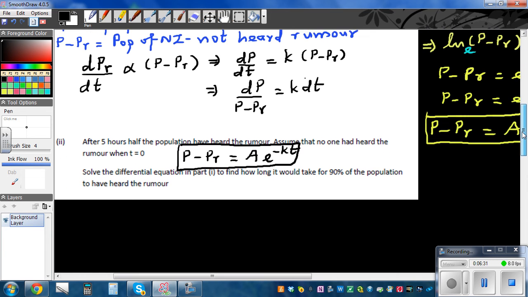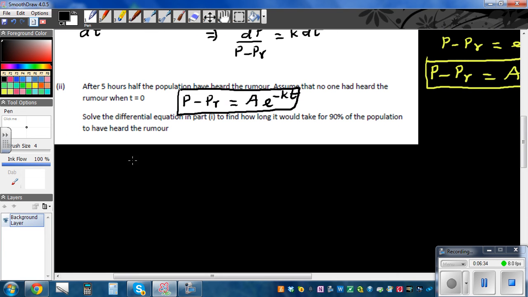Okay, so now what's the next information that we have? So this is the exciting part. Okay, what are they saying? After 5 hours, half the population heard the rumor. Assume that no one heard the rumor when time is zero. So this is where you're starting. So when time is zero, the people who have heard the rumor, PR, is also zero. So I can say this implies P minus PR is equal to P minus zero.